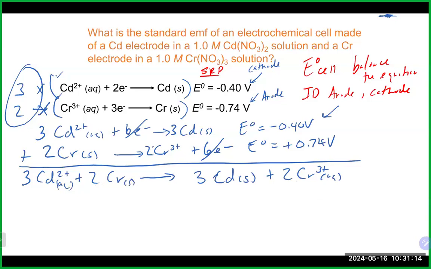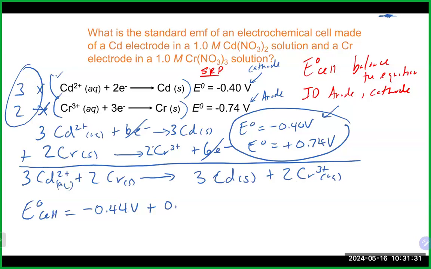Now, in this case, when we go to calculate E of the cell, we do have two options. Since I actually did switch the signs, I'm going to add them together instead of subtract. So I take 0.44 volts plus 0.74 volts. That's going to give me 0.34 volts.